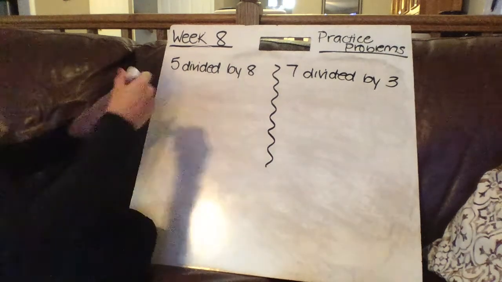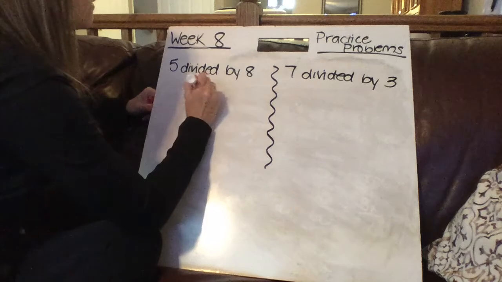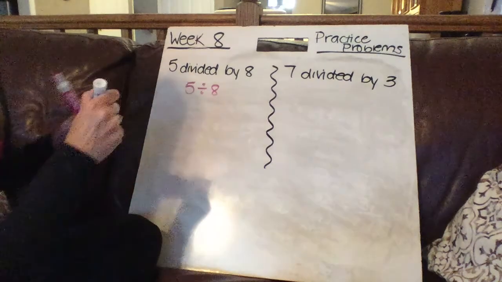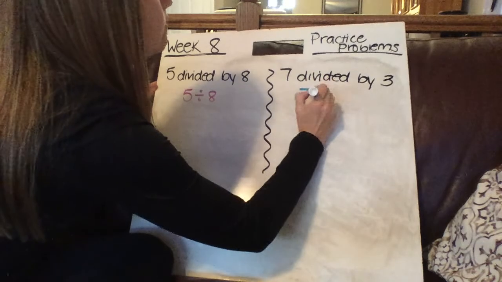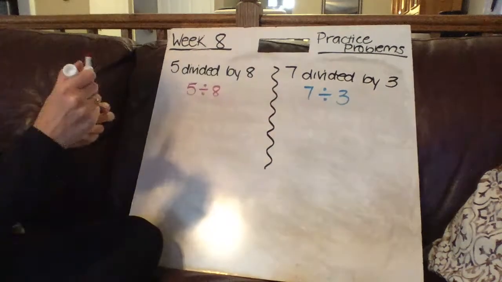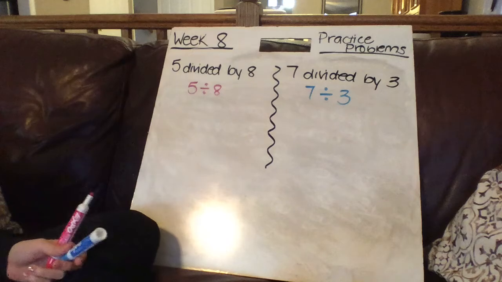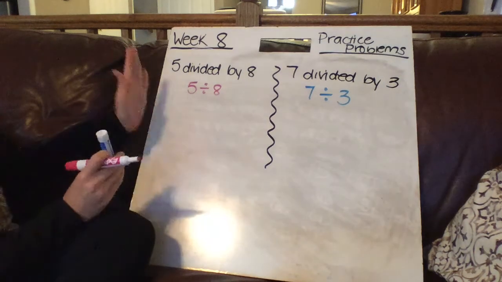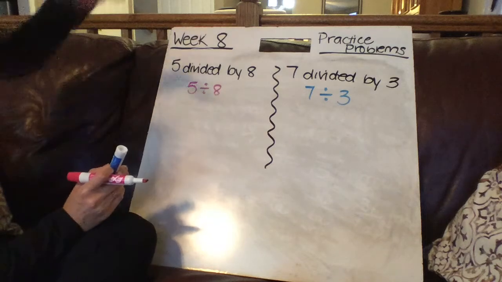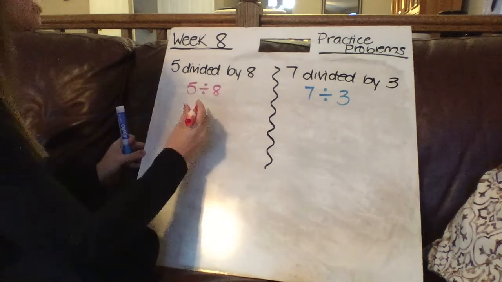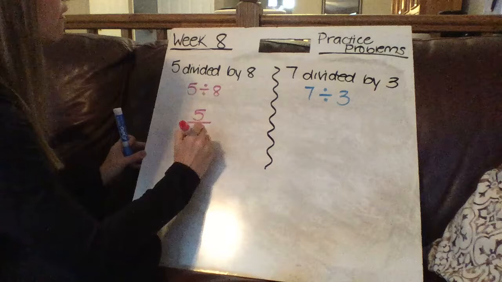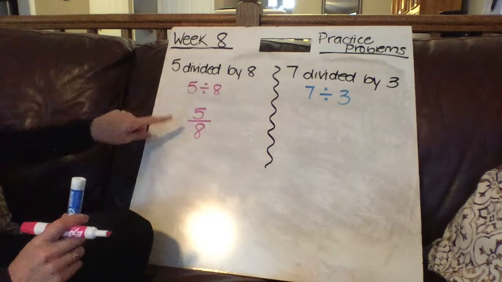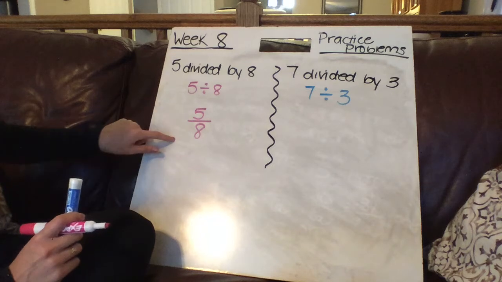So 5 divided by 8 is going to become 5 divided by 8. And 7 divided by 3 is going to become 7 divided by 3. Now, if I wanted to write these as fractions, though, they're going to be very different fractions. Okay, so 5 divided by 8, remember, we read left to right. We also read from top to bottom. So 5 divided by 8 is going to turn into 5/8, and this just turns into a regular fraction. So 5 divided by 8 is the same thing as saying 5/8.